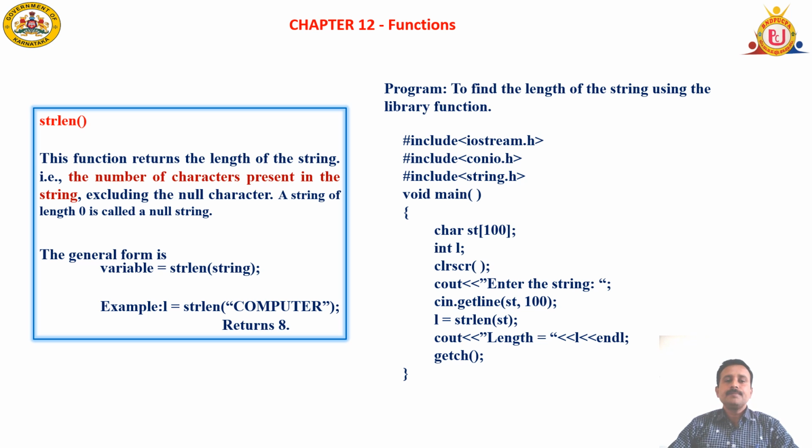See the example. So char is a data type, st is a variable name, and the maximum size allocated is 100. int l is a variable to hold the length of a given string. Because it is a number type of data, I have declared it as integer. clrscr will clear the screen for the user. cout, enter a string. It accepts the getline function, accepting a string of a maximum of 100 characters.